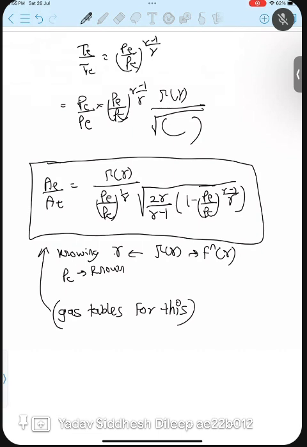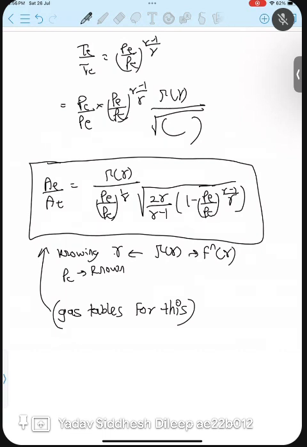You can use gas table or make your own solver. Why I'm teaching this is because when you want to make your own solver, then this is useful basically to design your whole engine in a particular code. So there is something called design and prediction code. If you want to design your engine using your numerical code, you can use these equations.